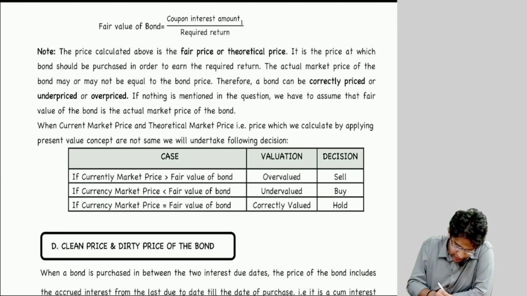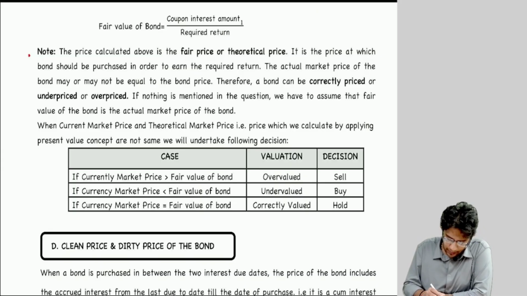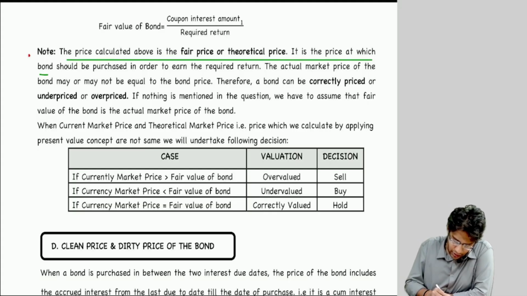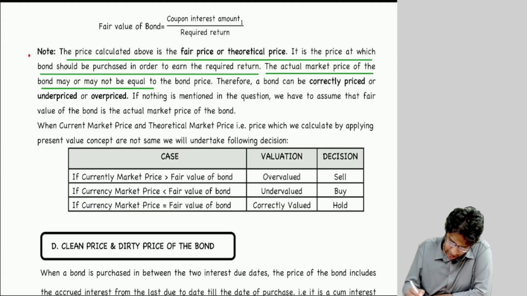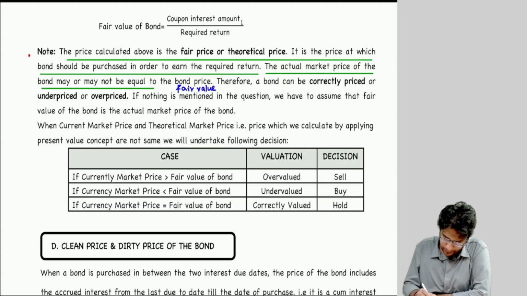Here I want you to read this point once again slowly, sir. Please carefully read, all of you. I know you know, but still you read. The price calculated above is a fair price or theoretical price. It is the price at which the bond should be purchased in order to earn the required return. The actual market price of the bond may or may not be equal to the bond price, or rather write fair price, it's more correct. May or may not be equal to the fair value is more correct instead of bond price. Okay. Therefore, a bond can be correctly priced or underpriced or overpriced.